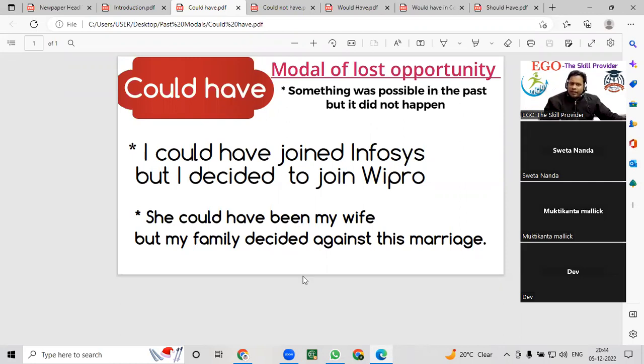She could have been my wife, but my family decided against this marriage. So everything is lost, opportunity lost. So what you can understand here, modal of lost opportunity means something was possible in the past, but it did not happen, or you did not do that.